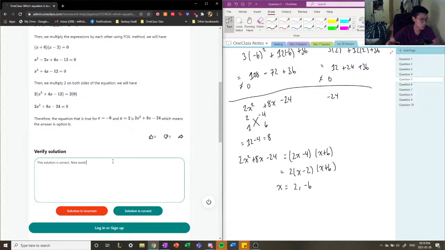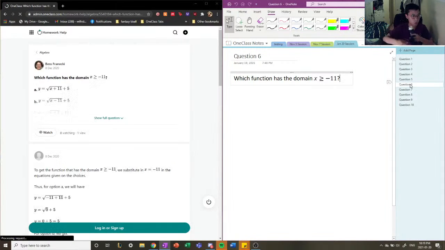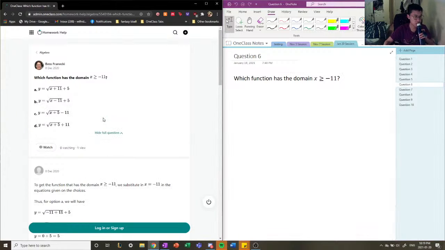Next one. Cool. All right, question number 6. So which function out of all these functions here has a domain of x greater than or equal to -11?